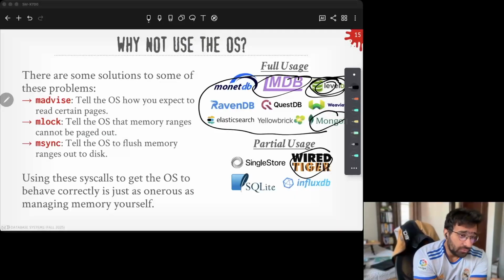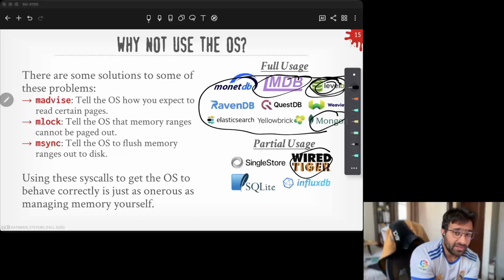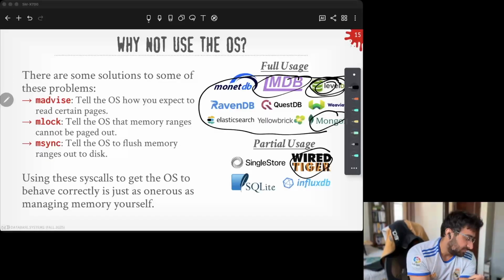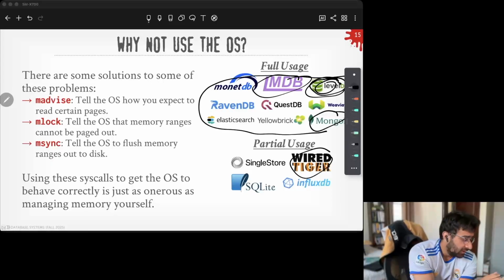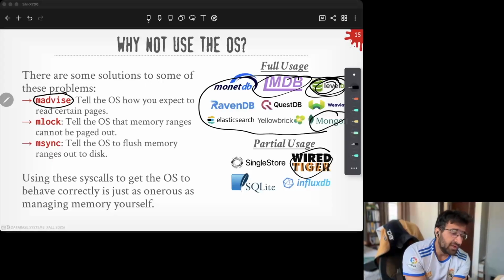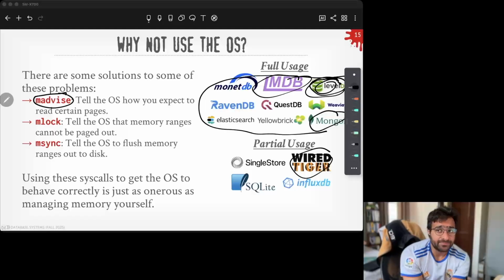So if you do decide to go ahead with mmap, there are some system calls for you. There's madvise, where you can tell the OS something.